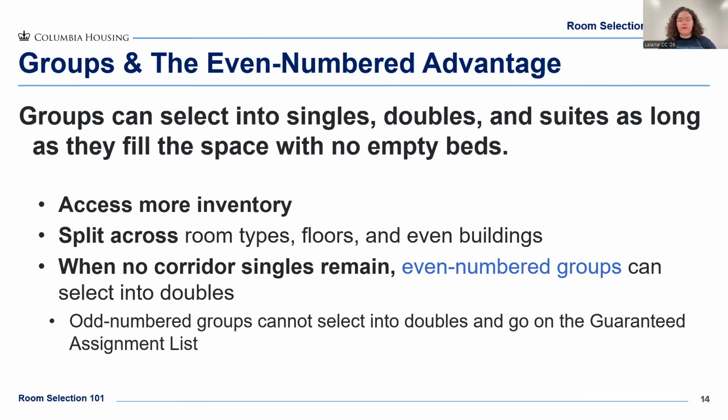And even numbered groups are more powerful. When all corridor singles are gone, even numbered groups can select into corridor doubles. However, an odd number group wouldn't be able to fill all the bed spaces, and so they wouldn't be able to select rooms. Instead, that odd number group would be placed on the guaranteed assignment list and assigned a room over the summer.